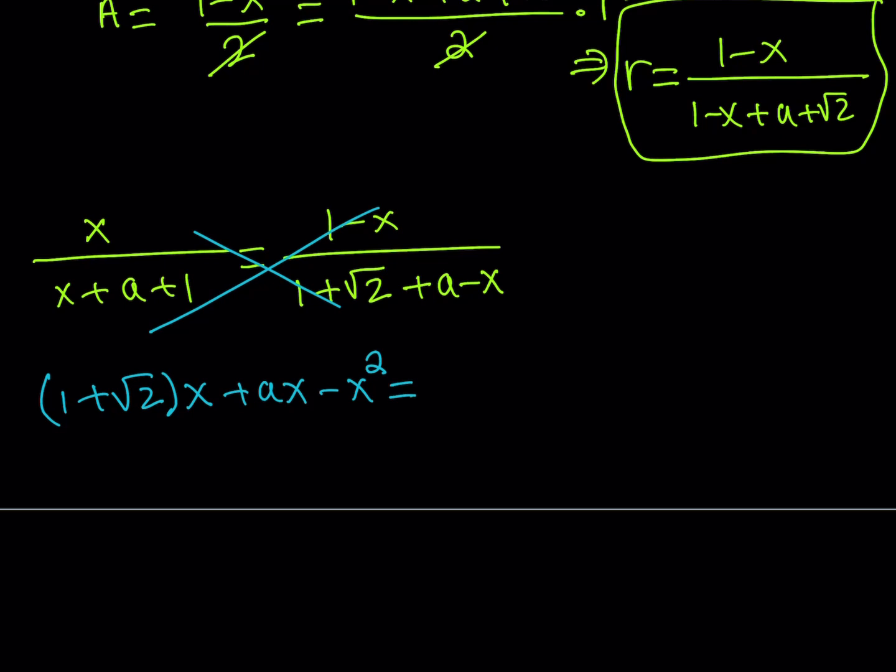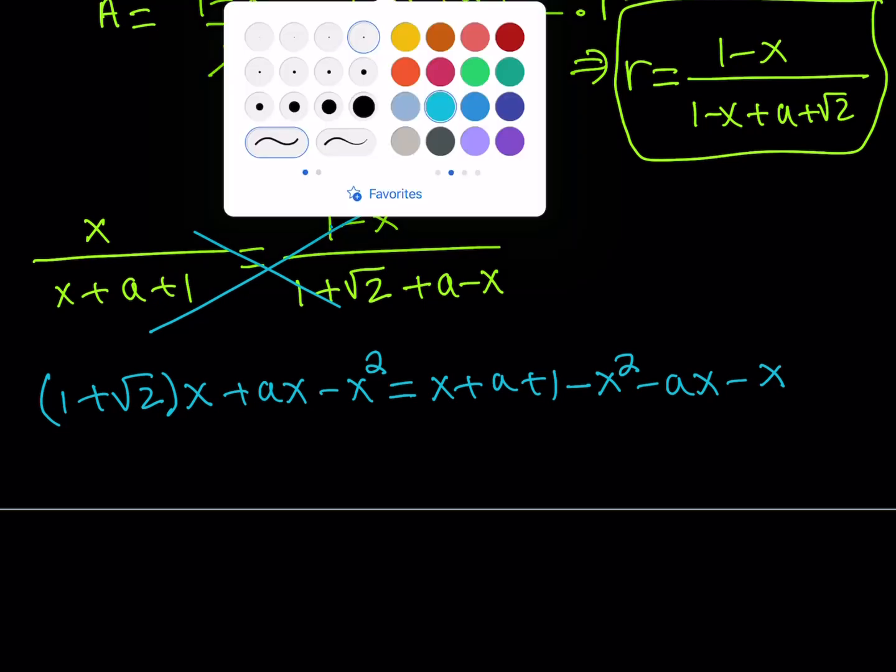So you can do this in different ways. I'll probably start with 1 and distribute the 1 over. That's going to give me the same thing, x plus a plus 1. And then minus x distribute over that expression. That's going to be minus x squared minus ax minus x. Awesome. Now, this expression can definitely be simplified. Let's go ahead and simplify this a little bit.